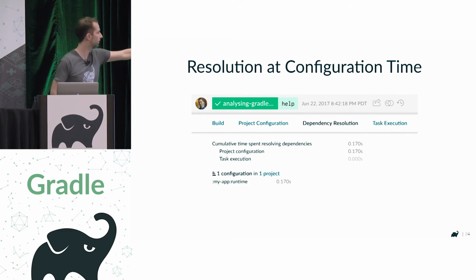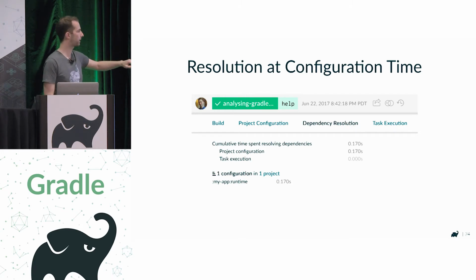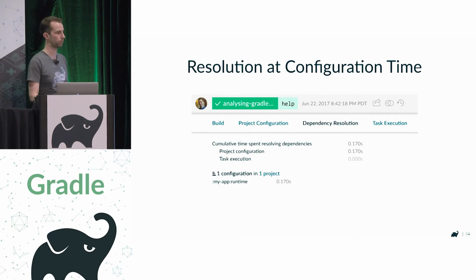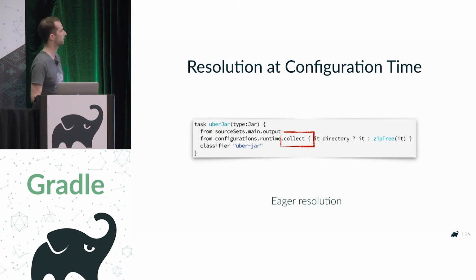So in this project, there's 170 milliseconds spent, and it also tells us my app runtime is the one being resolved. So we look into the build script of my app, and we find this little friend here. The most upvoted answer on Stack Overflow for how do I build a fat jar. And unfortunately, I only have one downvote on Stack Overflow.